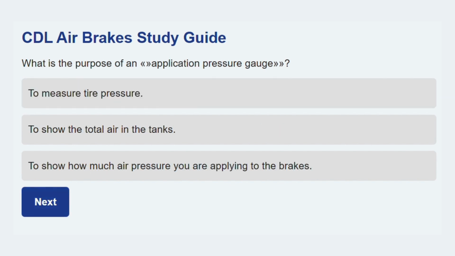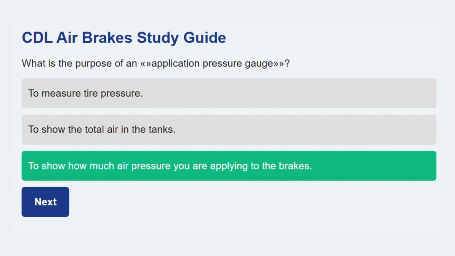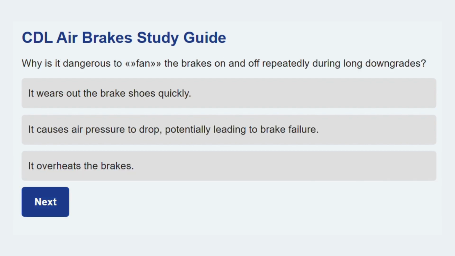So, what's next? What is the purpose of an application pressure gauge? To show how much air pressure you are applying to the brakes. This gauge helps you understand how much braking force you are currently using with the foot pedal.